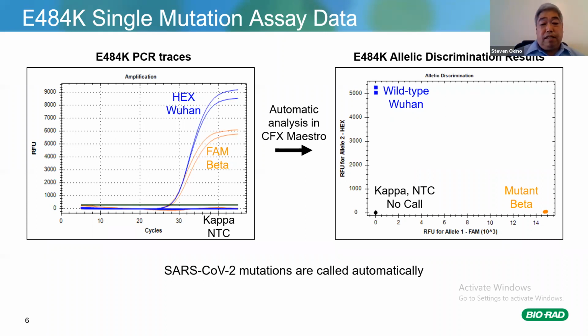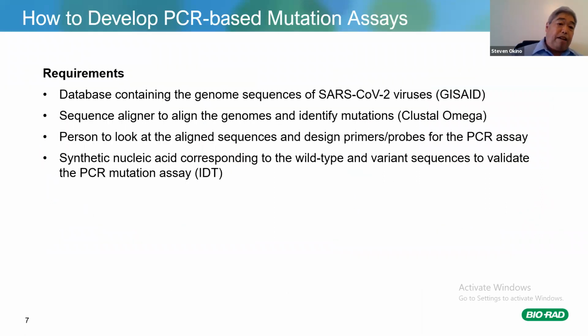So now what I'm going to do is tell you about how to actually design them. For the requirements, the first thing you need is a database that contains the genomic sequences of SARS-CoV-2 viruses. Here I'm using a website, GISAID. It's free. They collect genome sequences of SARS-CoV-2 throughout the world, and they annotate everything and put it there, and it's free to use for anybody.